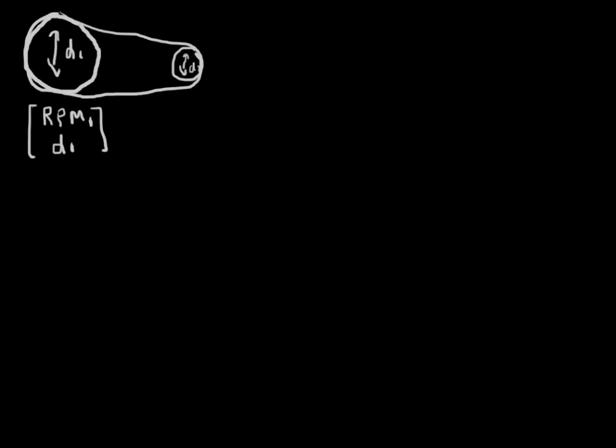So this is what we have to describe this right here. So it's spinning at this value RPM 1 and it has this value of a diameter. Now we'll do the same for the second one. RPM 2 and then D2.